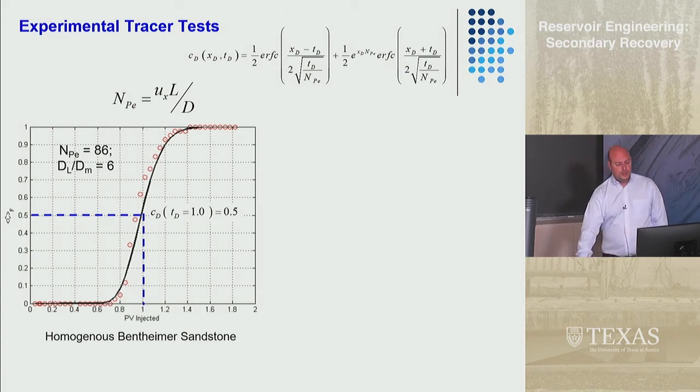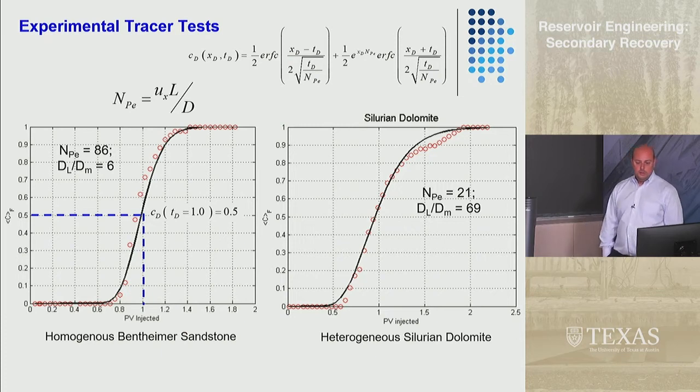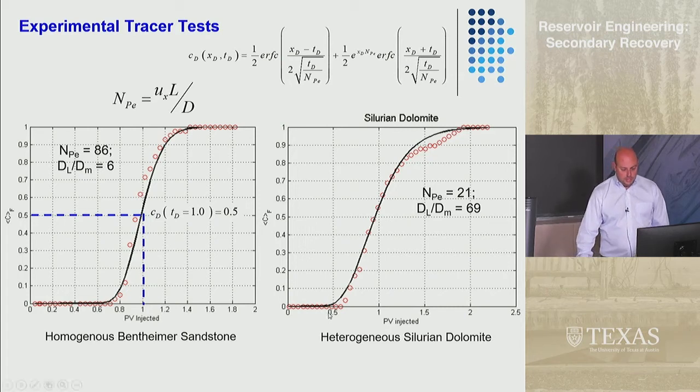This is for a relatively homogeneous Bentheimer sandstone. There's not that much spreading because it's fairly homogeneous. But as you increase heterogeneity, the dispersion coefficient increases and you get more mixing, more spreading, earlier breakthrough. In fact, here is a more heterogeneous Silurian dolomite carbonate. You can see that the breakthrough in this case is more like 0.5 pore volumes, where it was like 0.7 over here. So it comes out earlier, and there's some spreading.